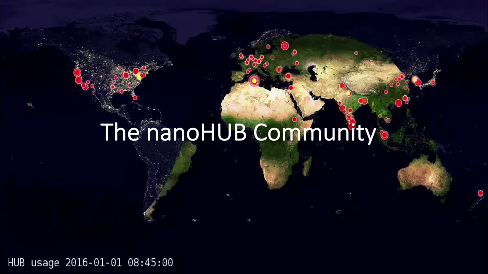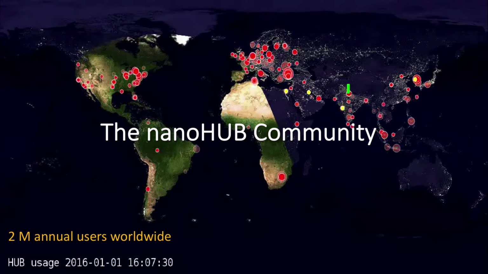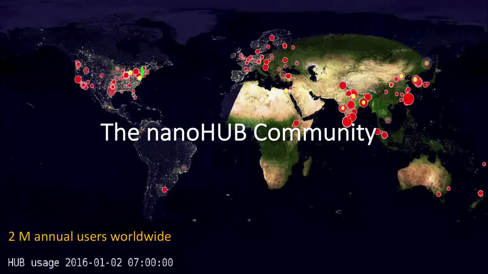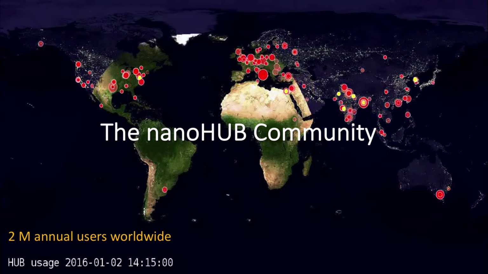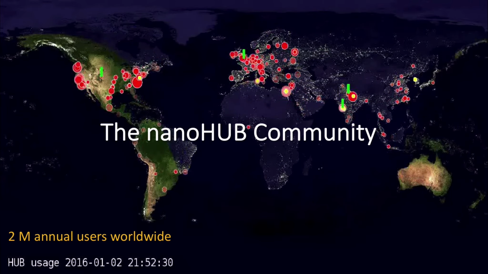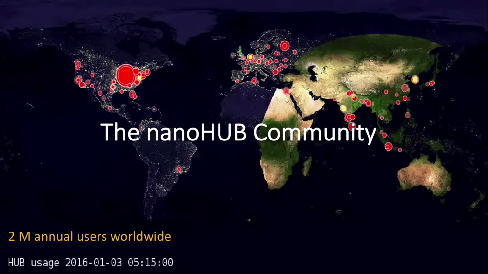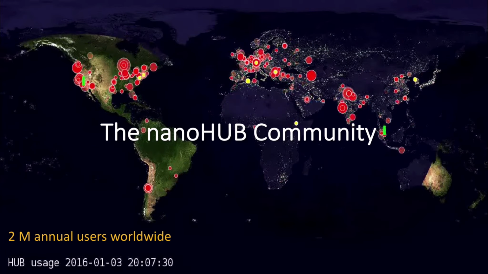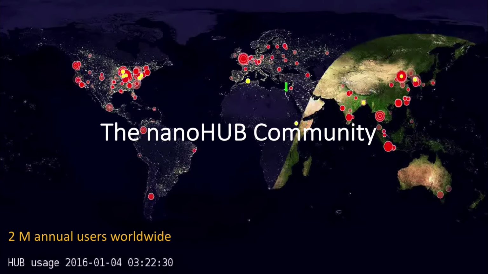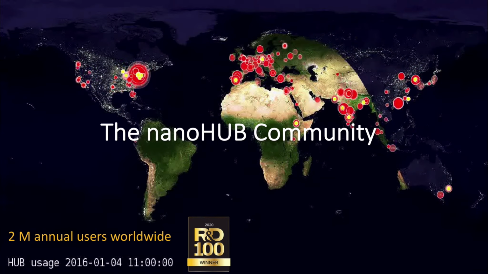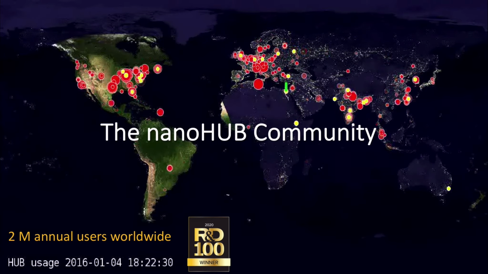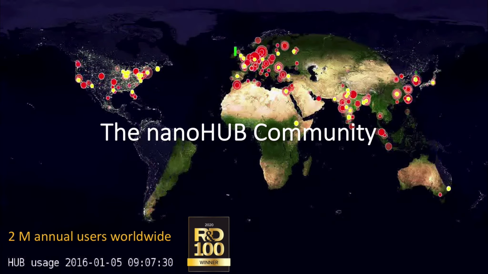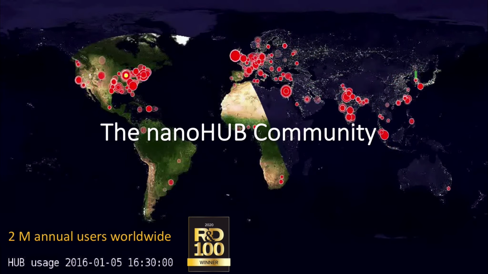Over this image of NASA's world at night, you can see red dots that represent people using nanoHUB educational resources and yellow dots that represent people running nanoHUB simulations. Night or day, nanoHUB is always on, and in the last year we have reached 2 million people in countries all around the world. We continue to innovate and add powerful new features to nanoHUB. In 2020, we were an R&D 100 winner in the Software and Services category.